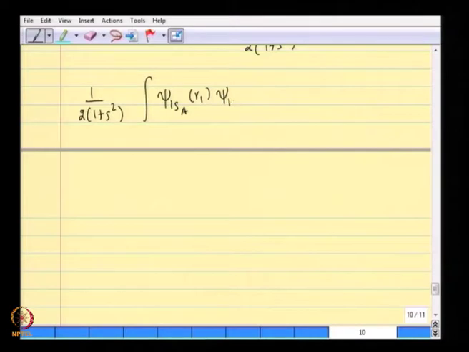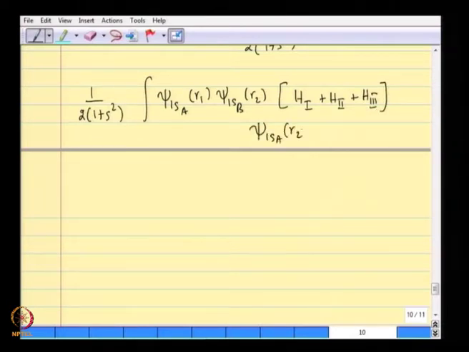Now, let us look at the first set, namely 1 by 2 into 1 plus S square integral psi 1s A of r1, psi 1s B of r2, with the 3 Hamiltonian terms H1 plus H2 plus H3, now acting on the other wave function, namely psi 1s A of r2, psi 1s B of r1, dr1, dr2.